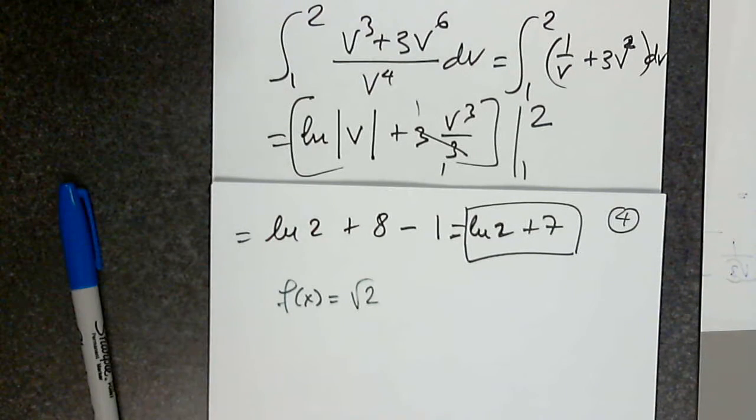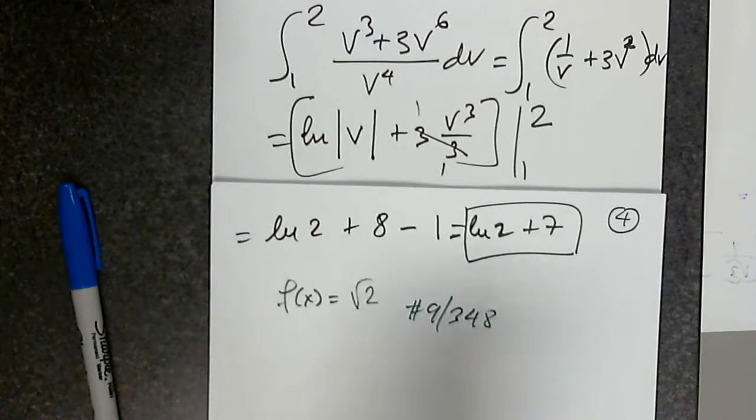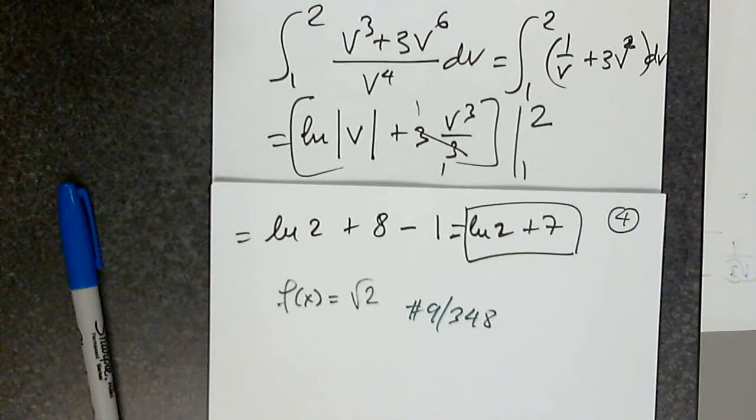We are given a function that is the square root of 2. I ended up getting the square root of 2x plus c as the answer. Can you tell me which problem it is? Number 9 on page 348. These are just questions I had trouble with when we first started this section. No problem. Number 9.